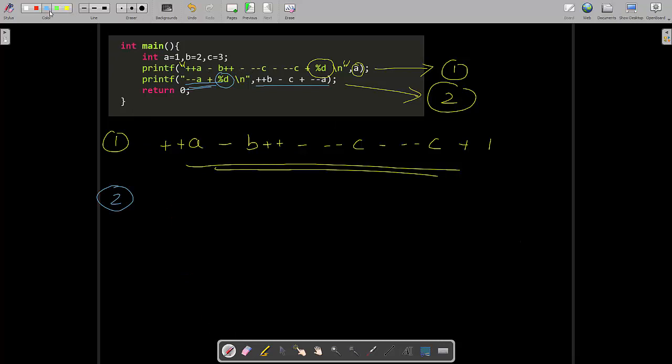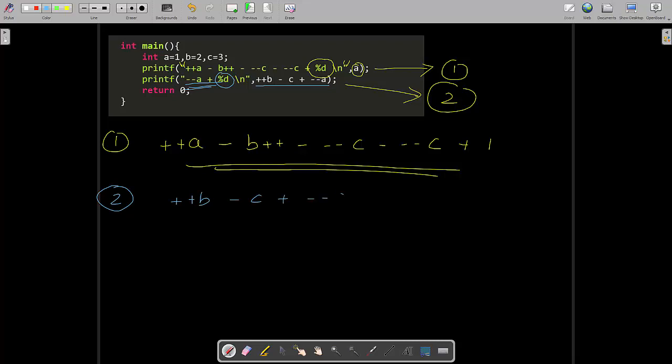Let's look at the second printf statement. In the second printf statement, one thing to note is this is again in double quotes, so a minus minus a is directly going to be printed, but after that you will see this percentage d, so that means this expression has to be evaluated. So to do that, let us first write the expression over here: plus plus b minus c plus minus minus a.